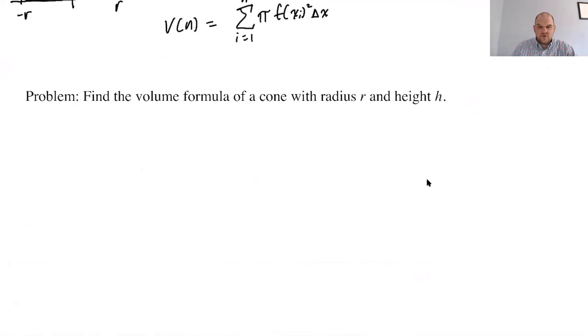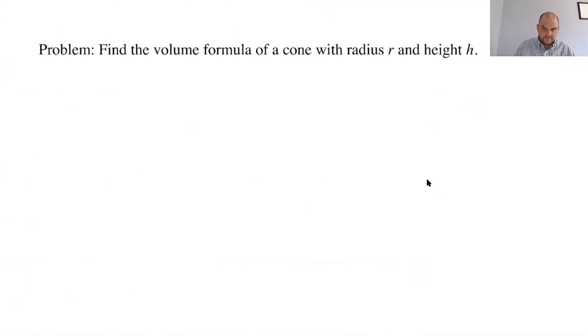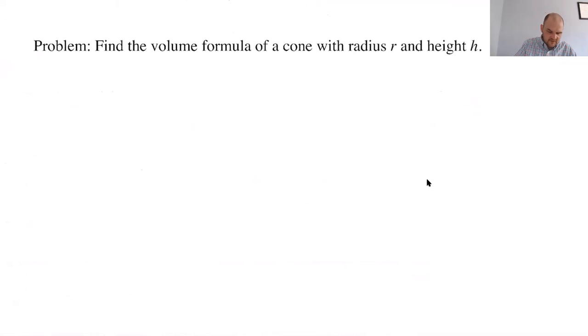All right, the next question seems super open-ended. Find the volume formula of a cone with radius r and height h. Okay, so what I'm going to do is draw a picture and just work this out. So it's got to have a radius of r and a height of h. This might feel very familiar if you did the optional problems with rotating things at the end of the last set of notes. It's basically the same idea.